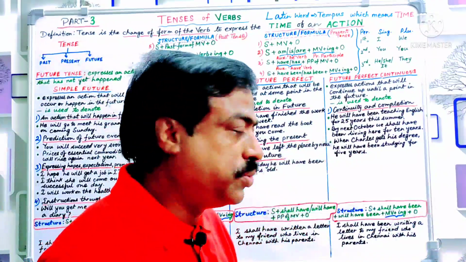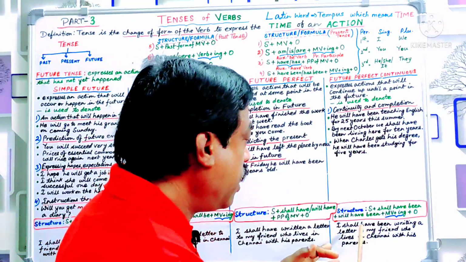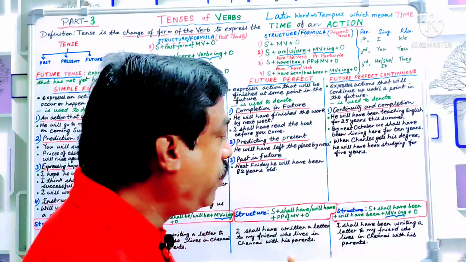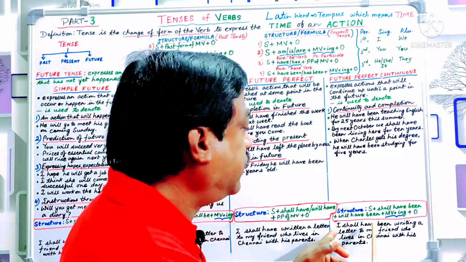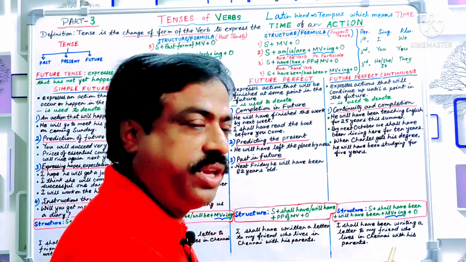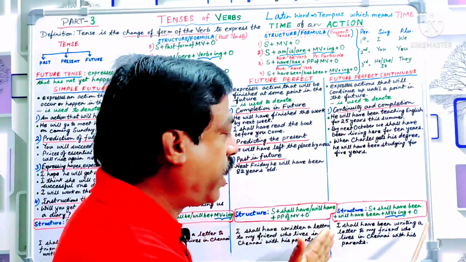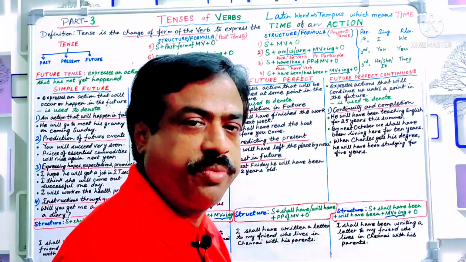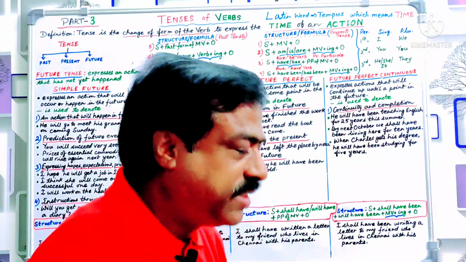Again, you want to make it bigger. I shall have been writing a letter to my friend. There's a full stop here. Again, you want to make it bigger. I shall have been writing a letter to my friend who lives in Chennai. Put a full stop here. And finally, I shall have been writing a letter to my friend who lives in Chennai with his parents. A full stop here. It becomes a big sentence.